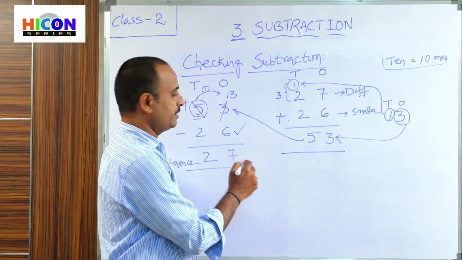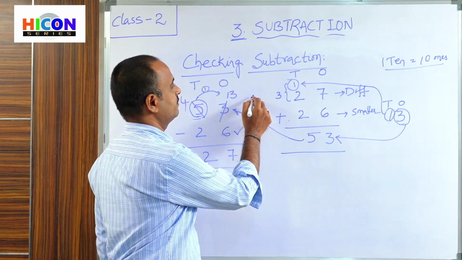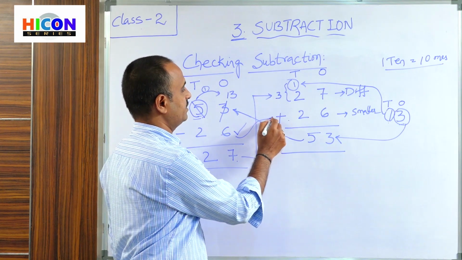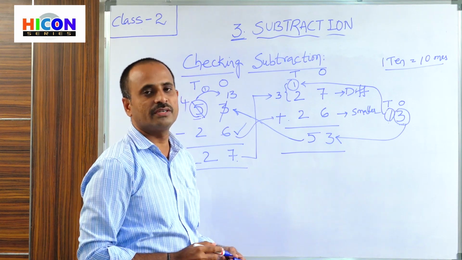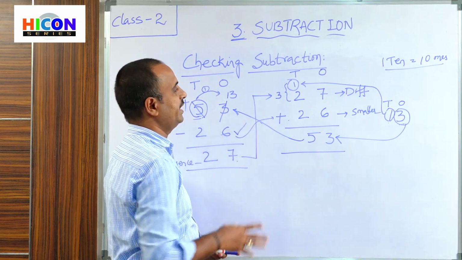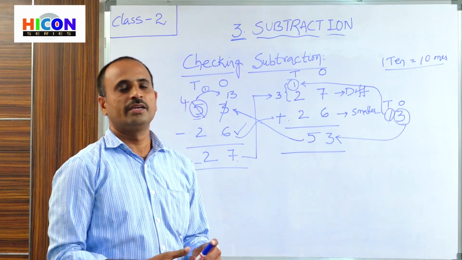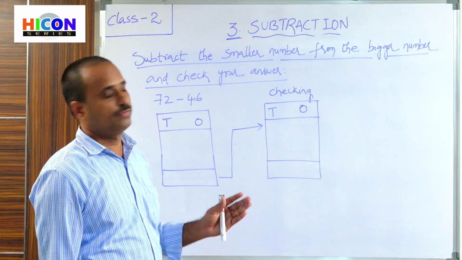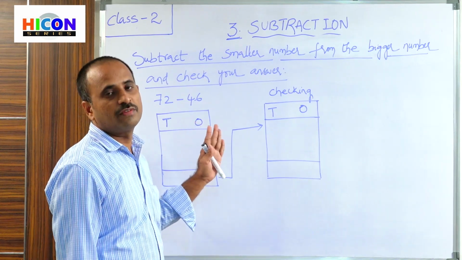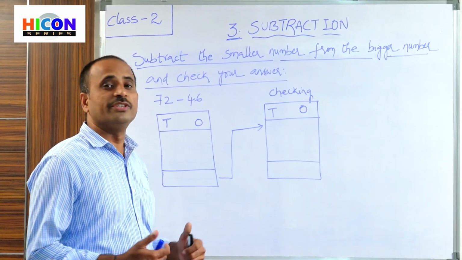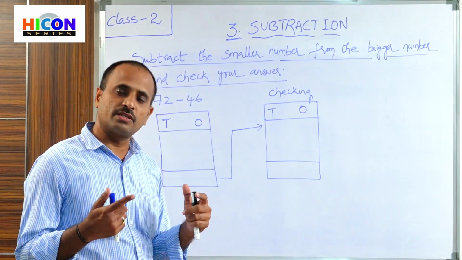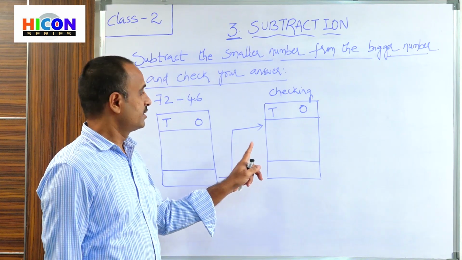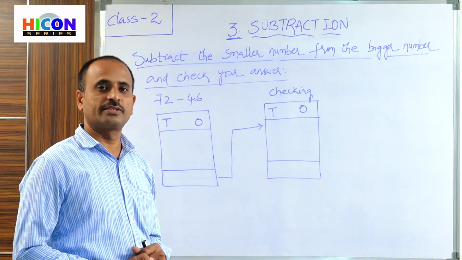So how can we check the subtraction? Write the difference as the first number and write the smaller number as the second number, and do addition. If we get the greater number of the subtraction, our subtraction is correct. If we do not get the greater number, our subtraction is wrong. So let us practice one more problem on the checking of subtraction. How can we check our subtraction? We can check our subtraction by adding the difference to the smaller number in the subtraction.